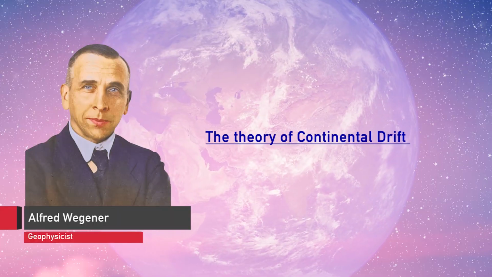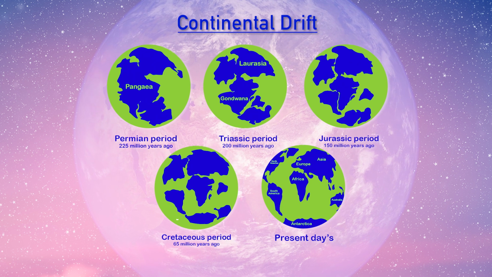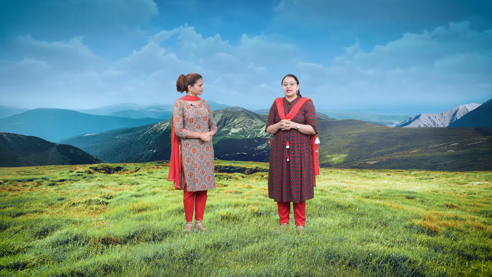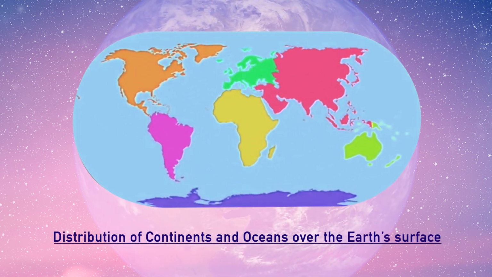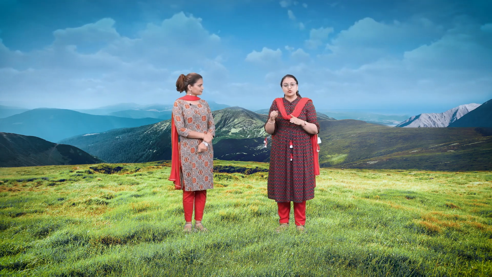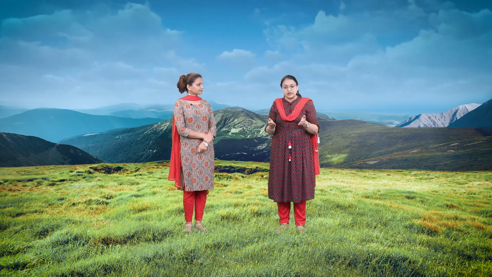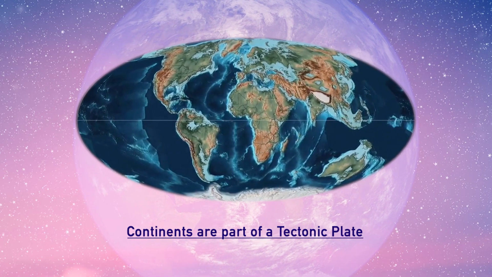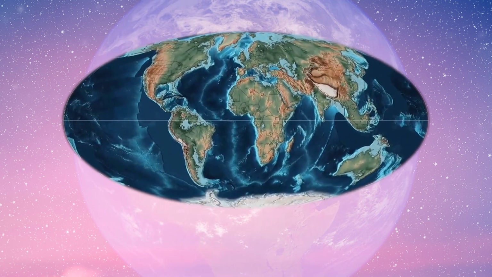Yeah, he is very famous as he gave the theory of continental drift and tried to explain the distribution of continents and oceans over the Earth's surface. He believed that the continents move. On the other hand, Mackenzie, Parker and Morgan said that continents are part of a tectonic plate and what actually moves is the plate.